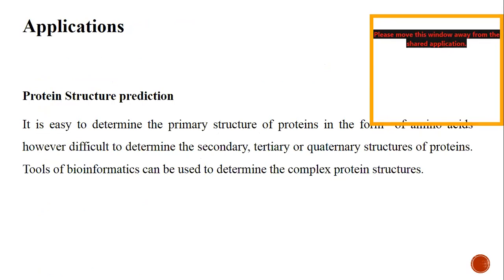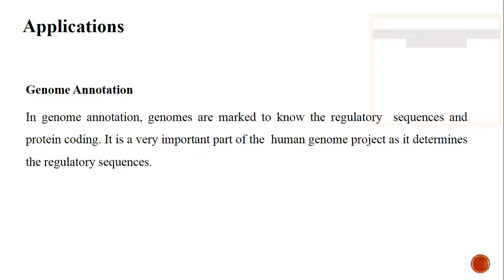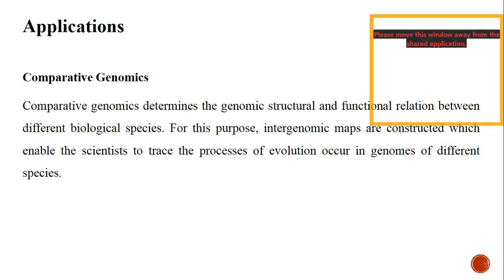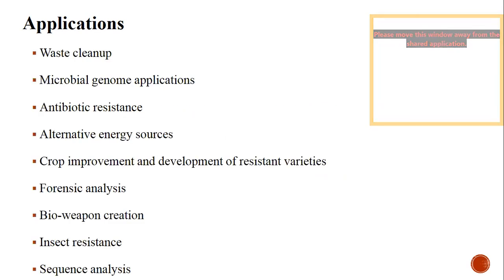Protein structure prediction is one of the main key applications of bioinformatics. With the help of bioinformatics, we can predict the secondary, tertiary, and quaternary structure of different proteins for different analyses. We can annotate the genome, and we can regulate different sequences and genes. In comparative genomics, we can study the structure and function of two or more genomes. We can improve health and drug discovery and development processes to improve health conditions in human beings.